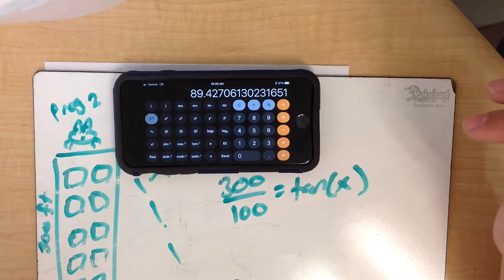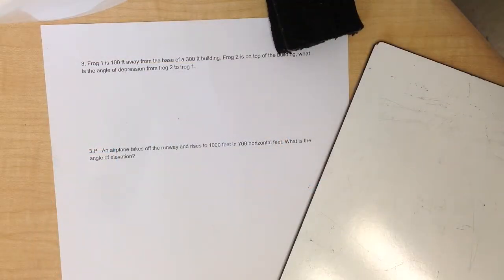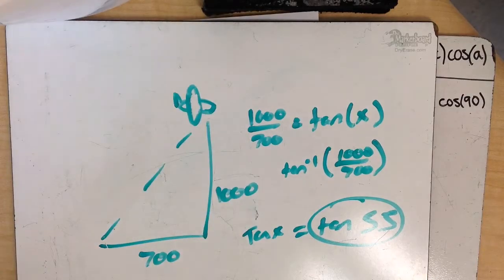For the third practice problem, an airplane takes off the runway and rises to 1,000 feet in 700 horizontal feet. What is the angle of elevation? Now use this to check your answer for the third practice problem.